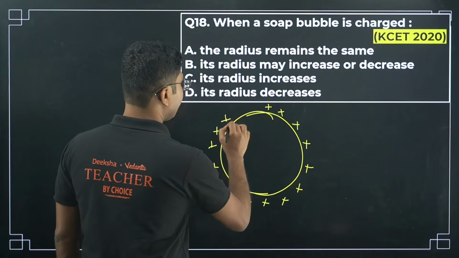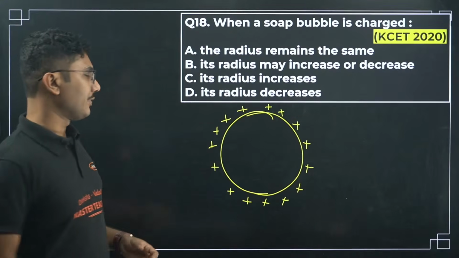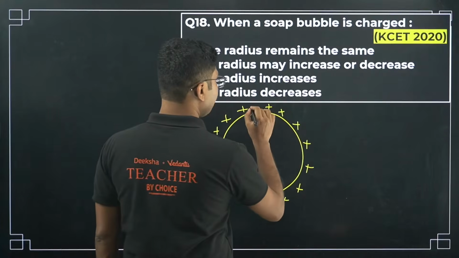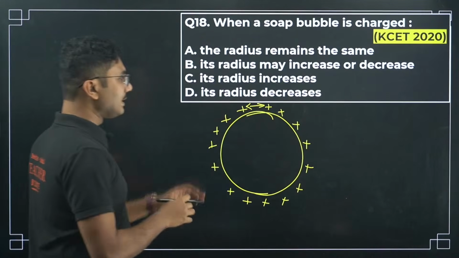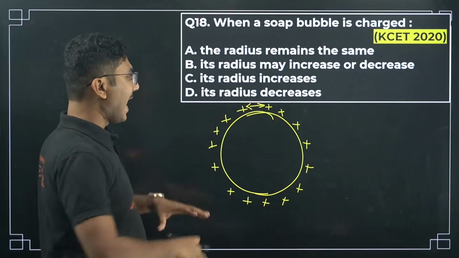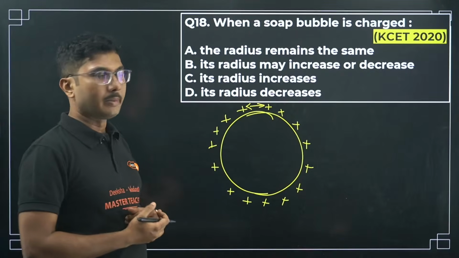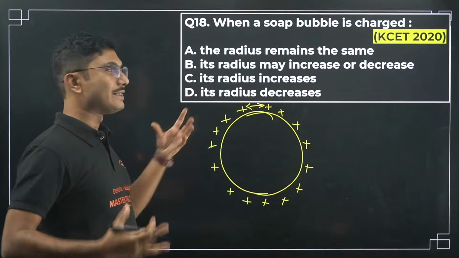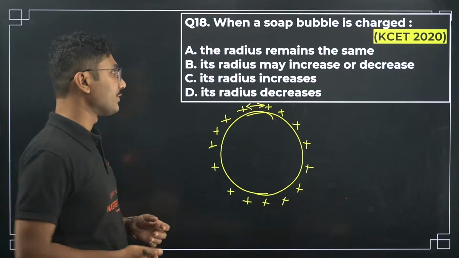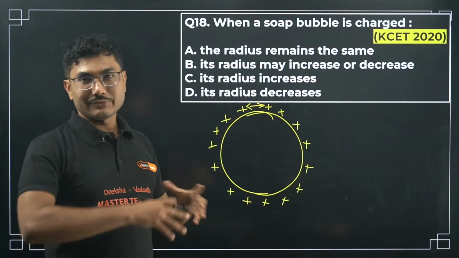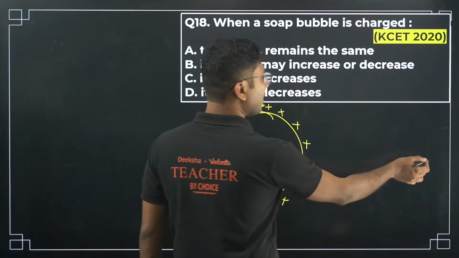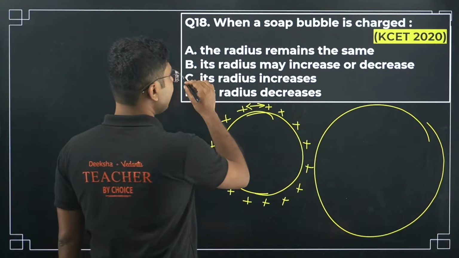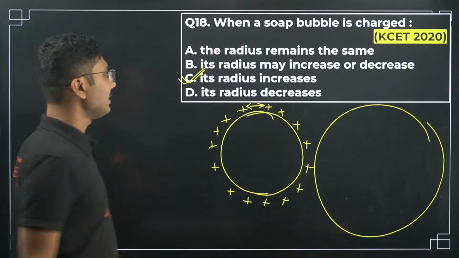It is very important sometimes to know the reasons as well. These charges, all of them are positive, and we know that similar charges repel each other. So these charges will try to repel each other, and because they are stuck to the soap bubble, the soap bubble will try to expand and increase the distance between two consecutive charges. Because the distance will try to increase, the size of the soap bubble should also increase. So the radius increases.